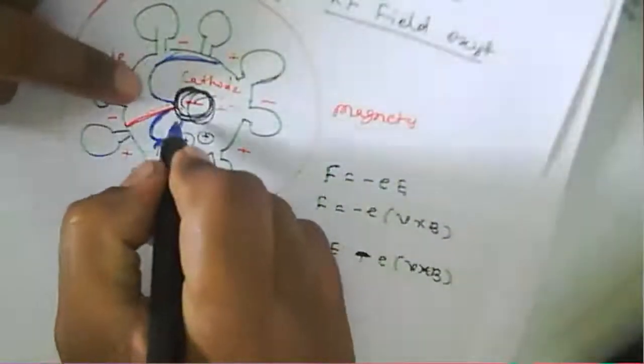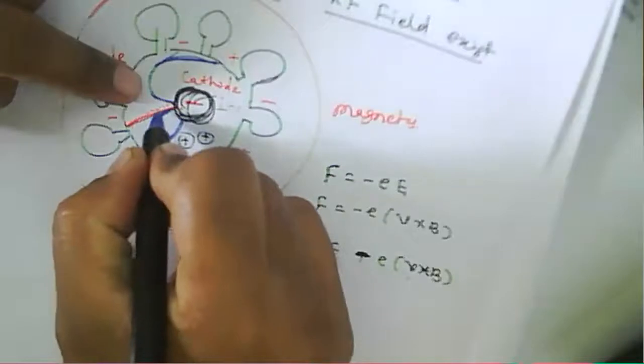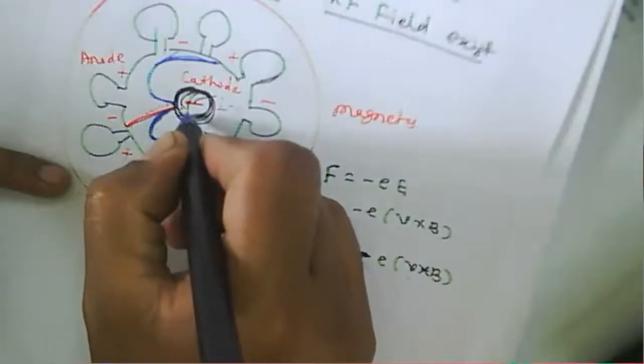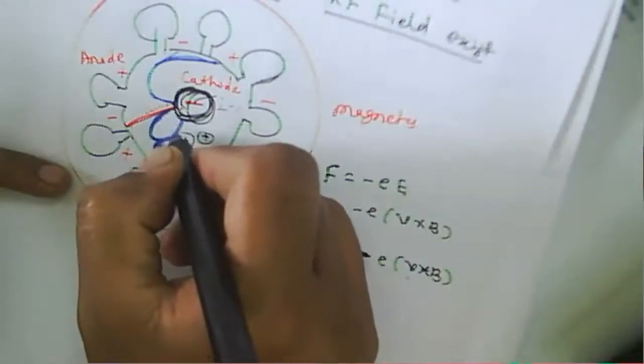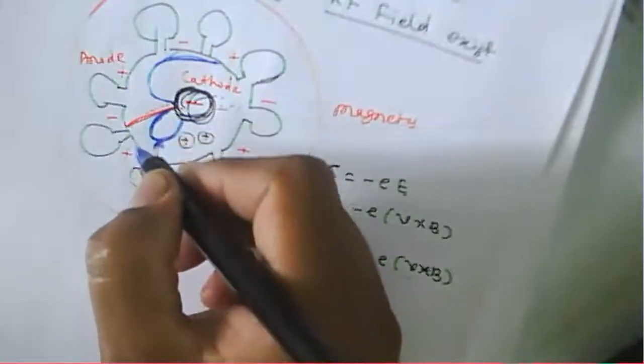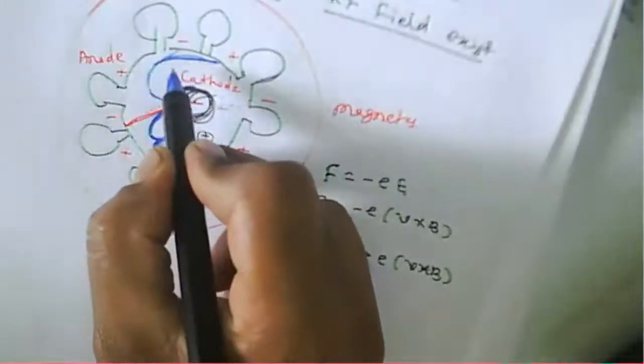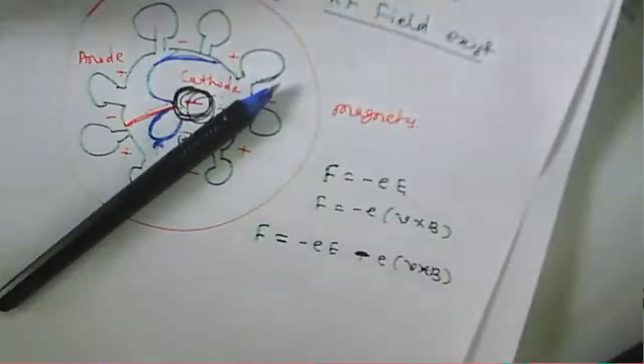That electron will give up energy to the RF field, and those electrons that move directly toward the cathode will reach the cathode. They will not give any energy to the RF field. Only these electrons will give up energy to the RF field, and because of that energy given to the RF field, oscillation takes place.